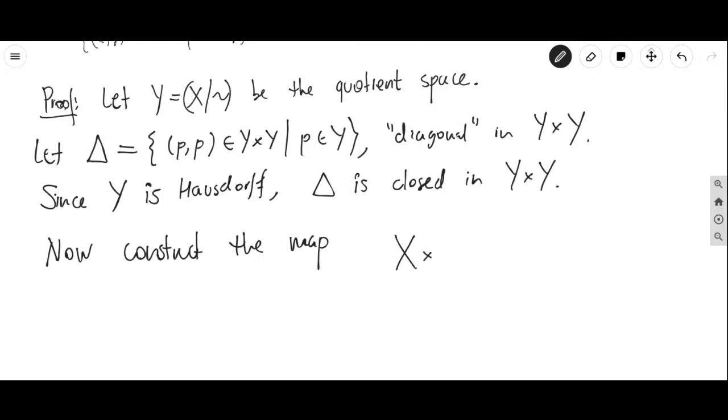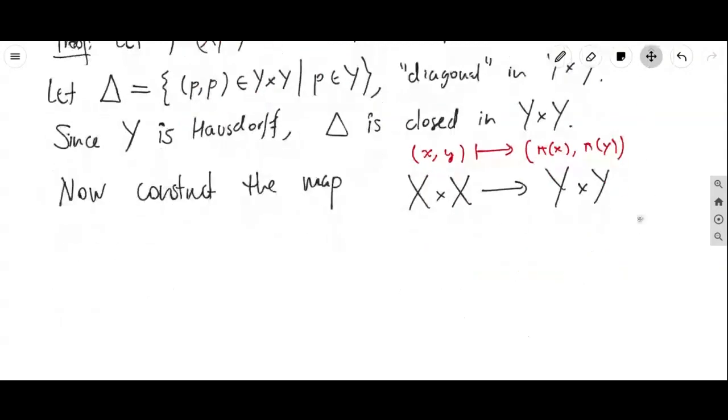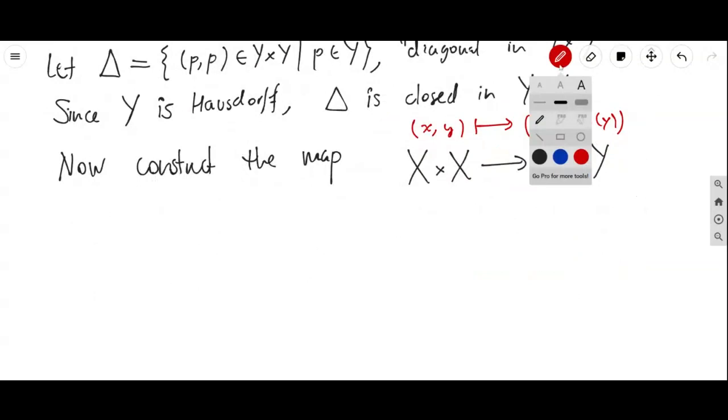So X times X into Y times Y. How does this map work? It works very simply. If you take (x, y), you map it to the projection of x and the projection of y. You always have a map, pi, from X to X mod tilde, which is what you're calling Y. So you take the first coordinate and apply the projection map, you take the second coordinate and apply the projection map, and it can be shown that this is a continuous map.